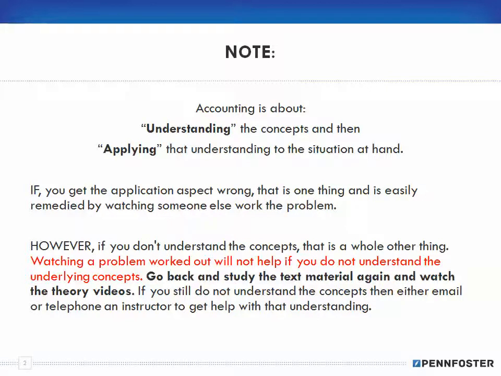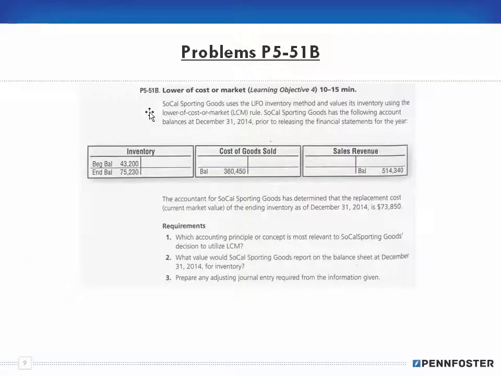Okay, so in this video, we are working on problem 5-51. And we'll see if we get to 5-52 because these seem to be relatively simple. SoCal Sporting Goods uses the LIFO inventory method and values its inventory using the lower of cost or market rule. SoCal Sporting Goods had the following balances on December 31st prior to releasing the financial statements for the year.